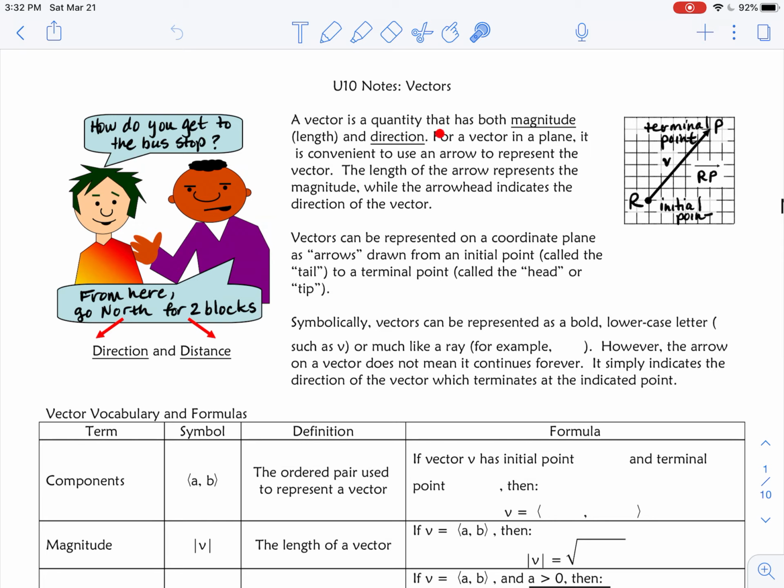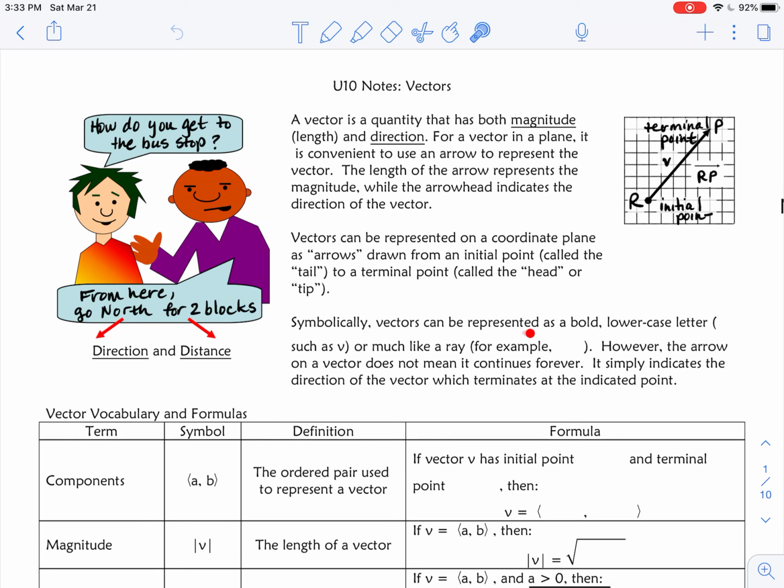A vector is a quantity that has both magnitude and direction. Magnitude is the length. For a vector in a plane, it's convenient to use an arrow to represent the vector. The length of the arrow represents the magnitude, while the arrowhead indicates the direction. Vectors can be represented on a coordinate plane as arrows drawn from an initial point, called the tail, to a terminal point, called the head or the tip.